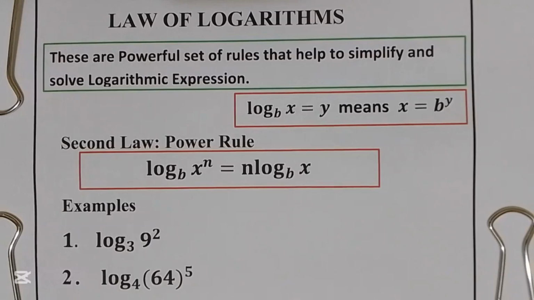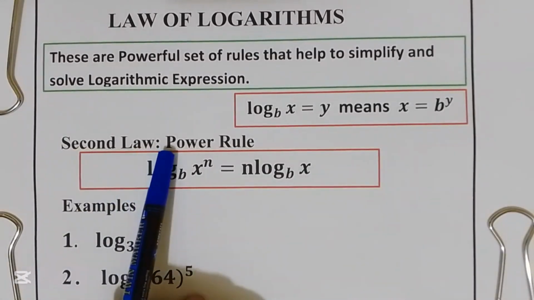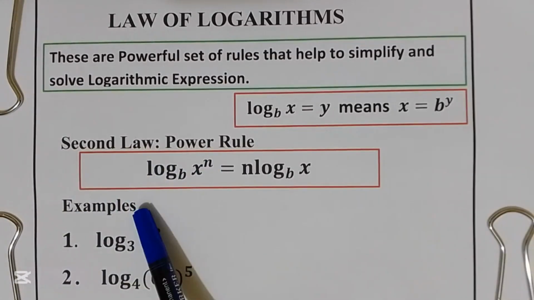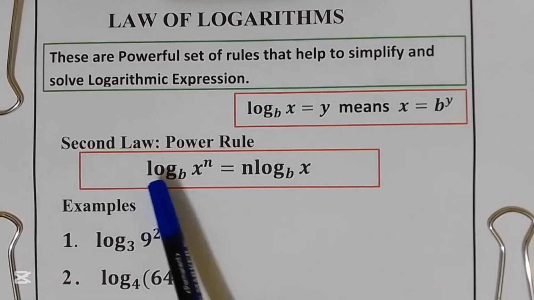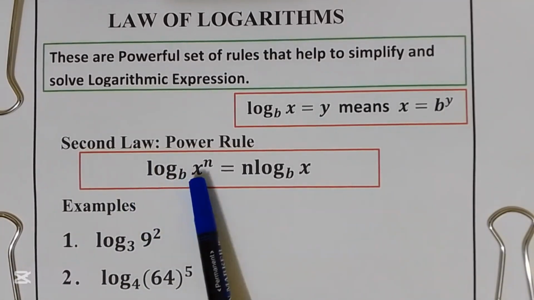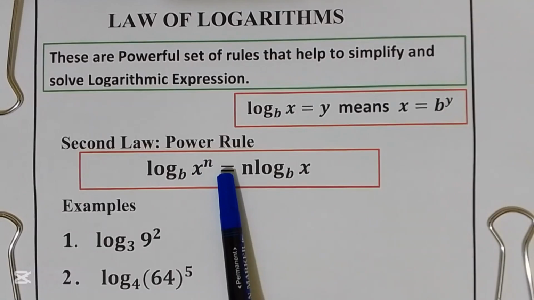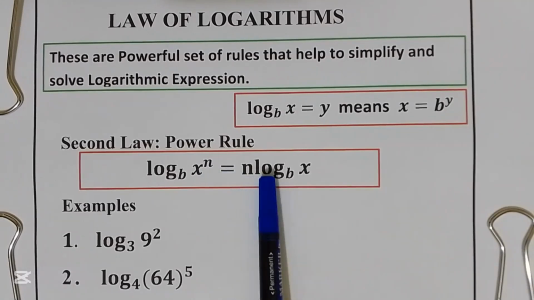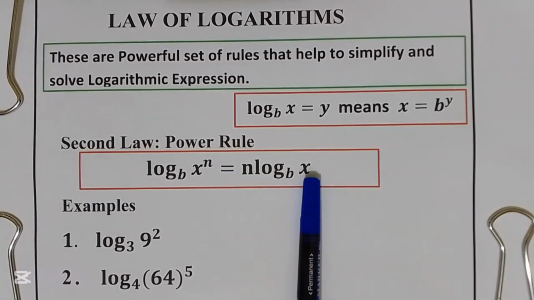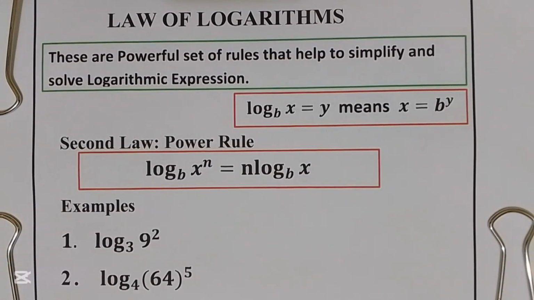Let us directly go to the second law, the power rule. The power rule states that log base b of x raised to the power n is equal to n multiplied by log base b of x. Let us see how it applies to these examples.